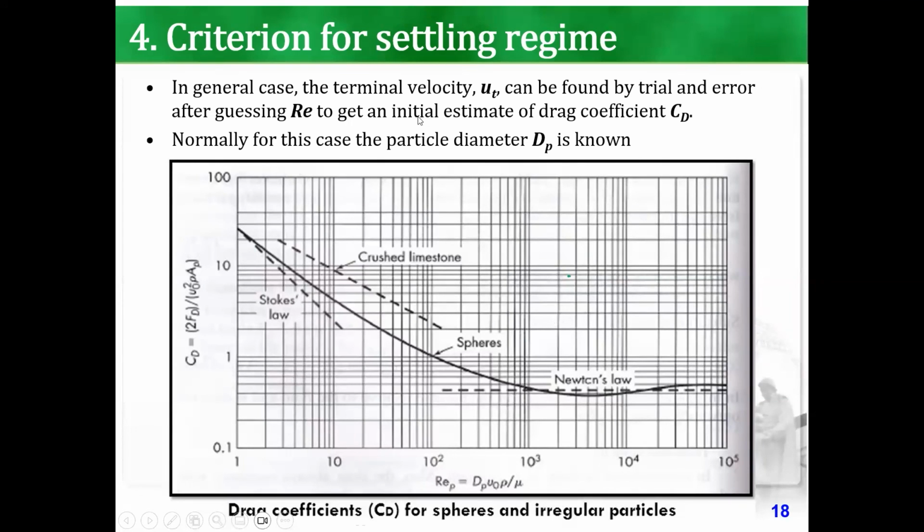So in the general case, the terminal velocity UT can be found by trial and error, after guessing the Reynolds number, to get an initial estimate of the drag coefficient CD. So normally in this case, the particle diameter is known. So in here, you can see that this is just representative of Stokes' law. This one is representative of Newton's law, and this one, crushed limestone. But for spherical structures, we approximate it to be spherical, especially if it's stated that it's spherical.